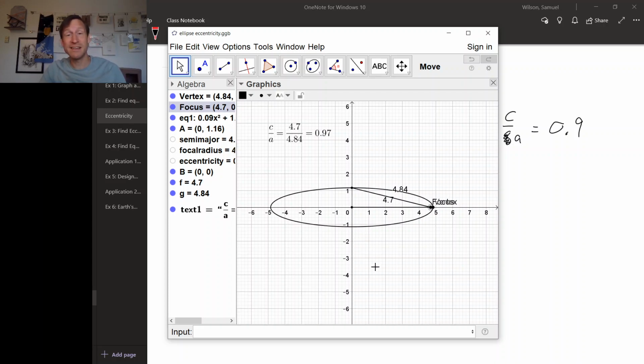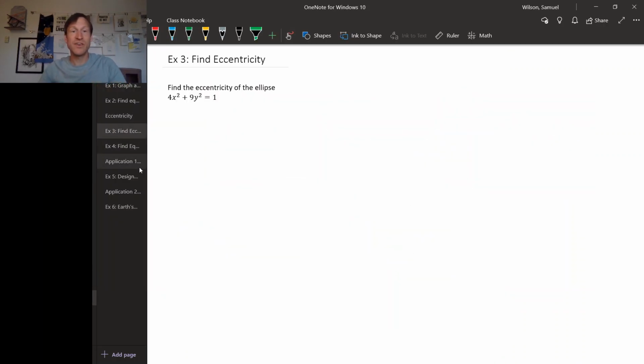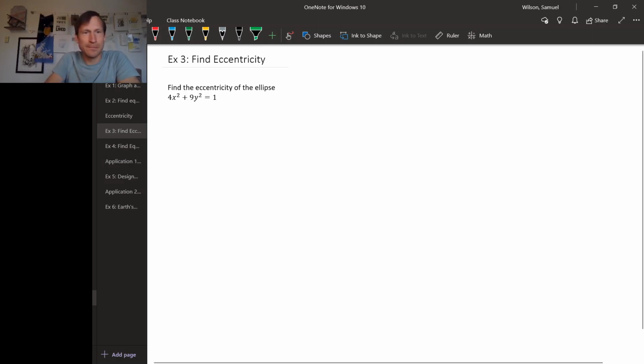So the general idea here is, for an ellipse, a larger eccentricity means a longer, flatter ellipse, and a smaller eccentricity means a rounder ellipse, and a 0 eccentricity is actually a circle. So let's look at a couple examples. Let's find the eccentricity of this ellipse.